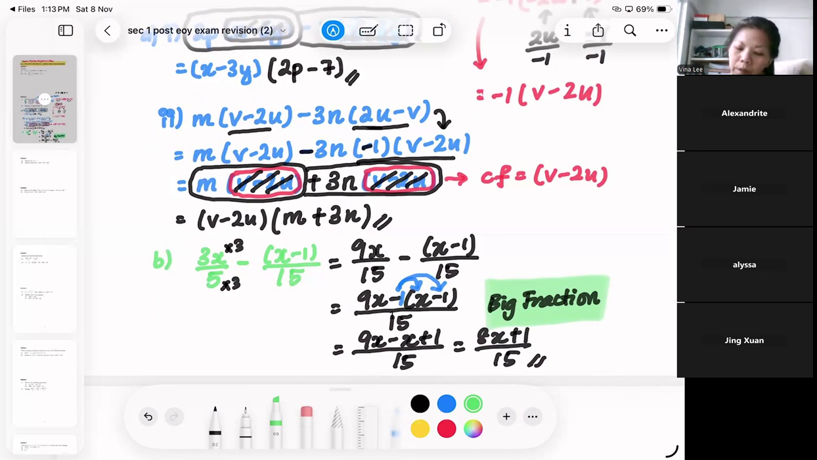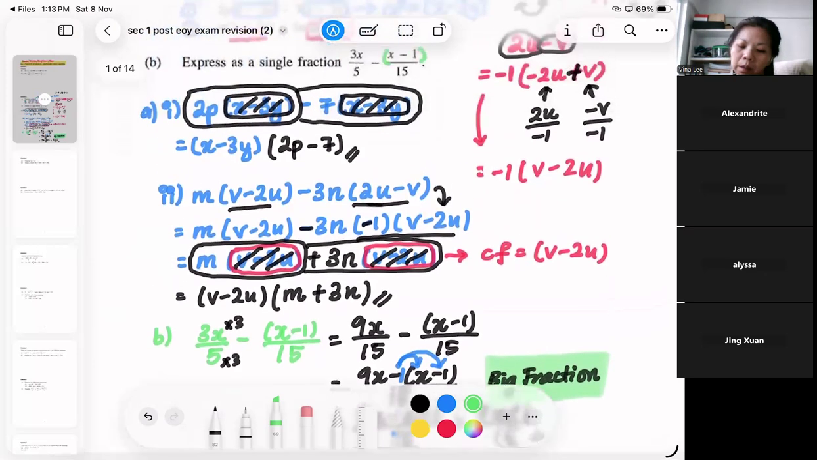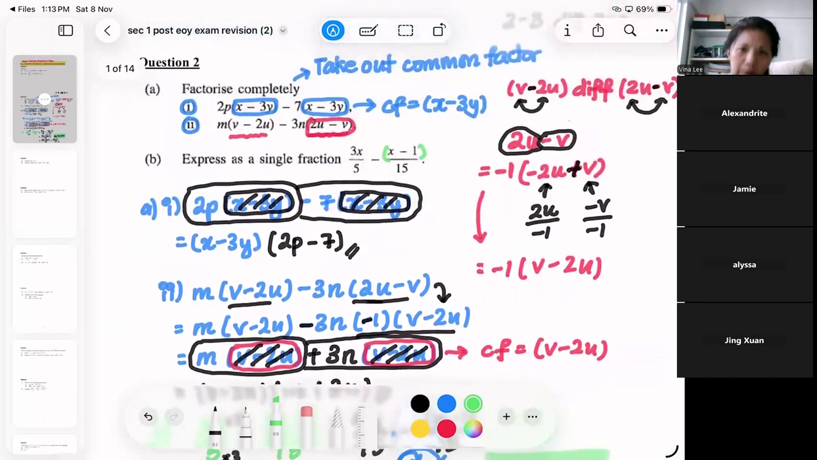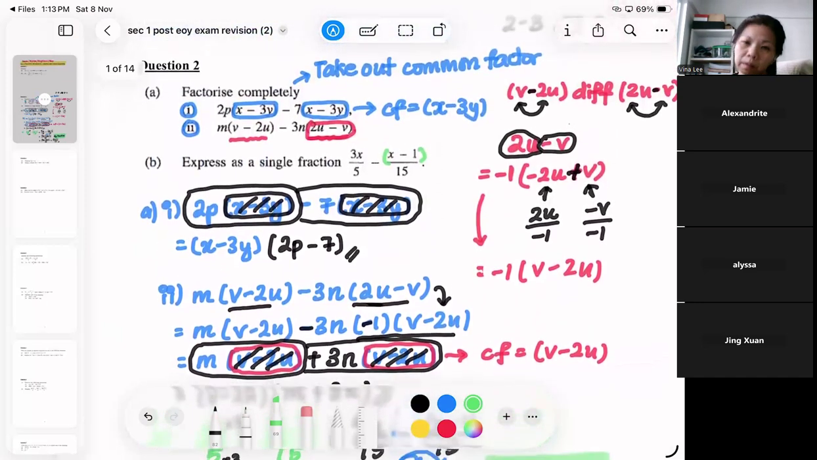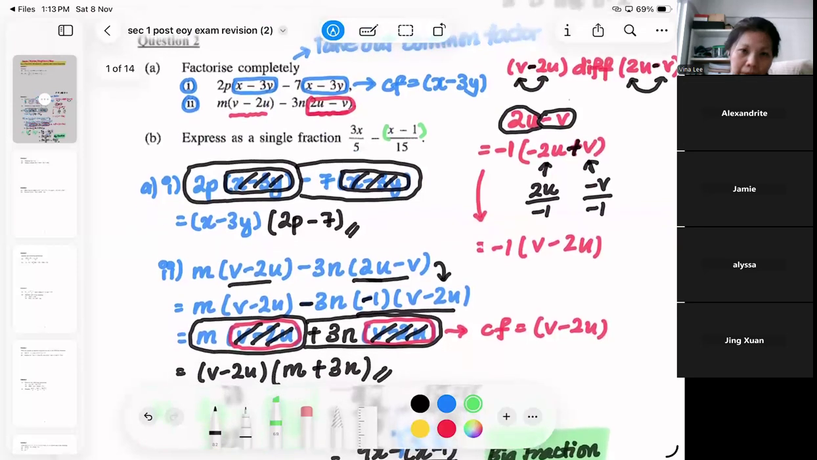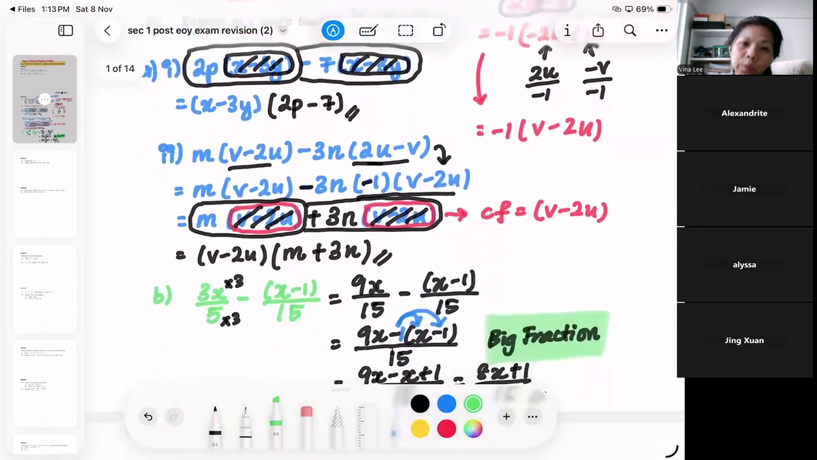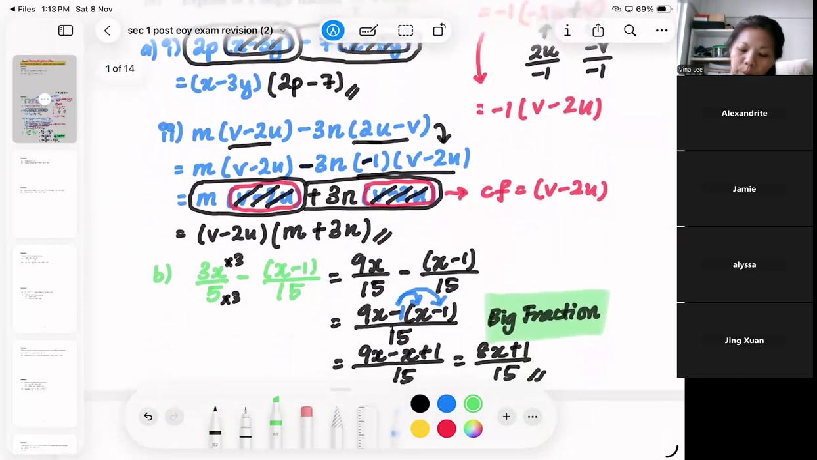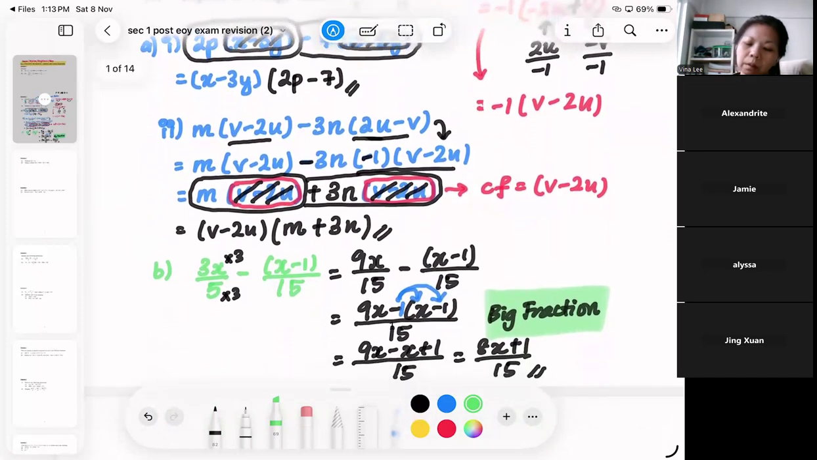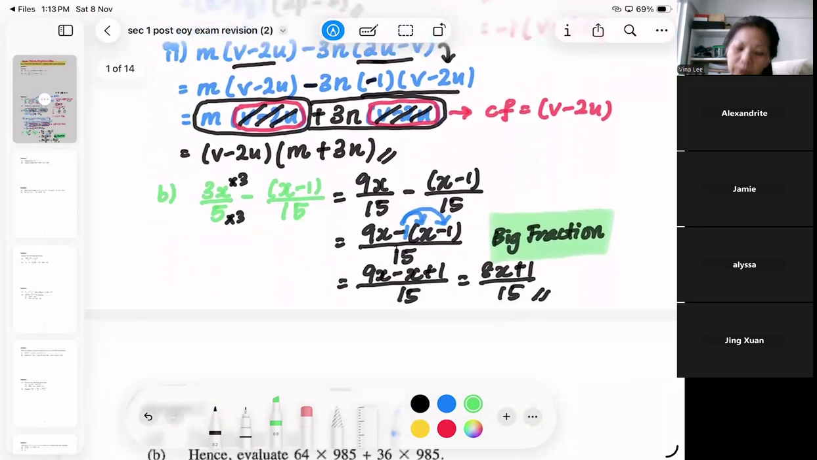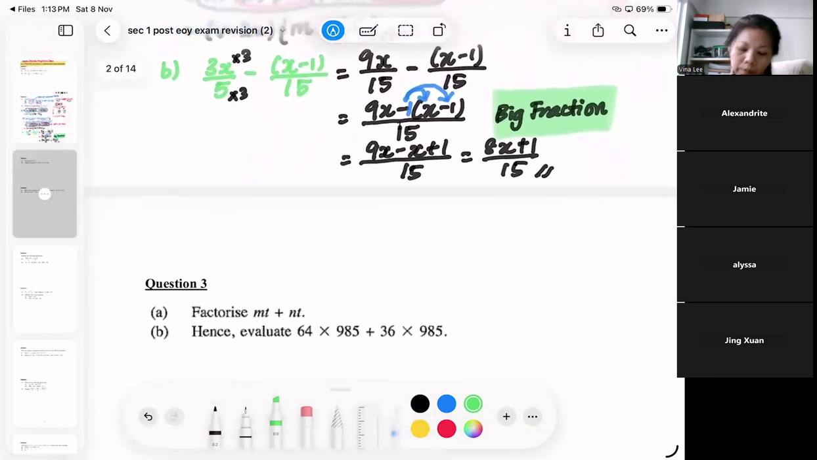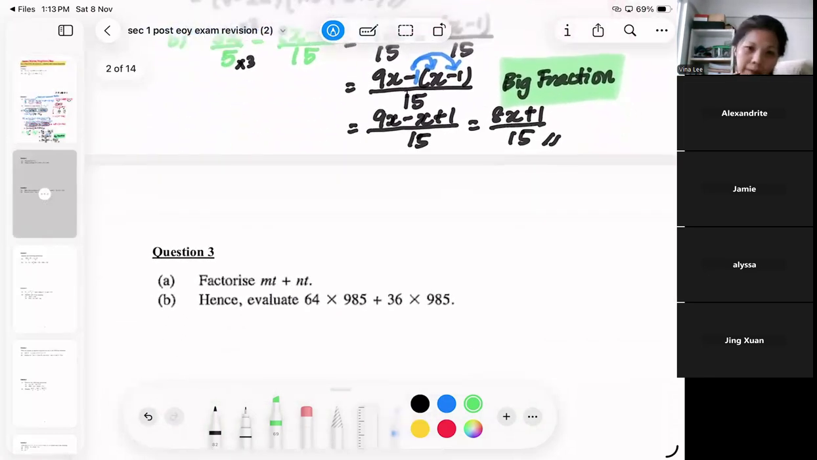So this one is the idea of taking out a common factor, where the common factor is a bracket, and the idea of factorizing out a negative 1. We will see it again in the Sec 2 algebra worksheet. I'm just using this to go through first. And then for question 3, what I want to go through is not part A.